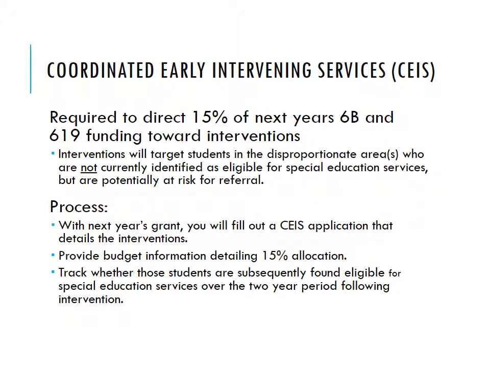If you're a district that ends up being required to direct 15% of your funds, our office will be there to guide you through that. What would happen is that in the next year's grant, you'll be filling out a CEIS application that details the kind of interventions that you're going to be doing and the personnel who are going to be doing those interventions, as well as the student population that you're targeting.